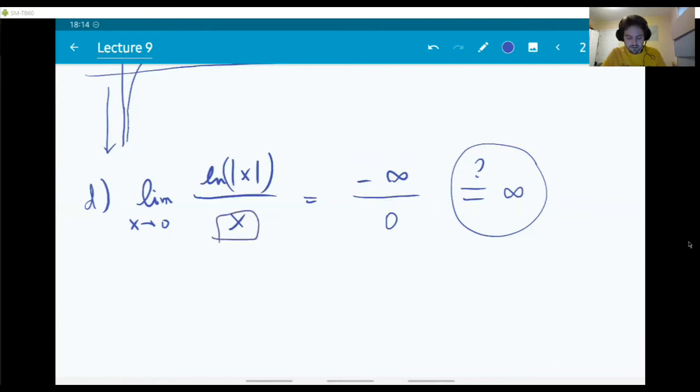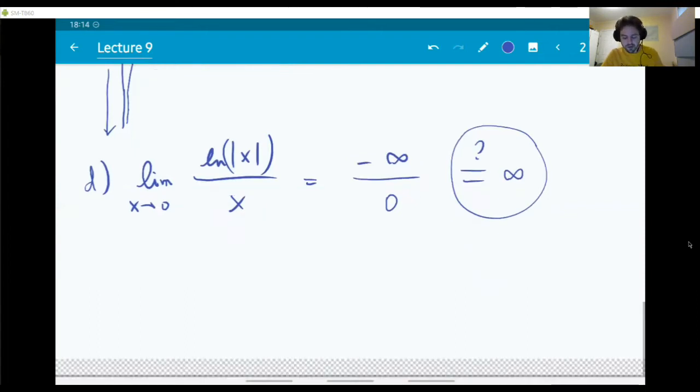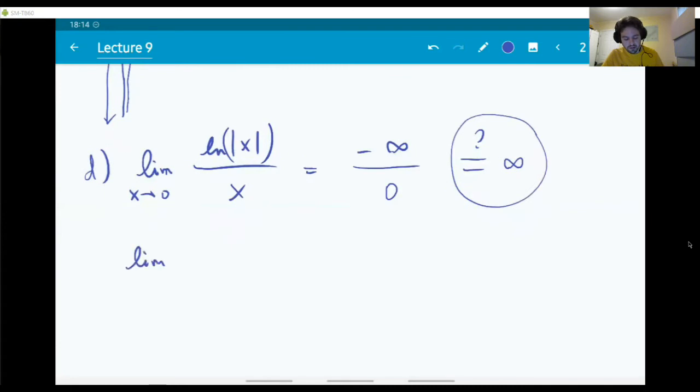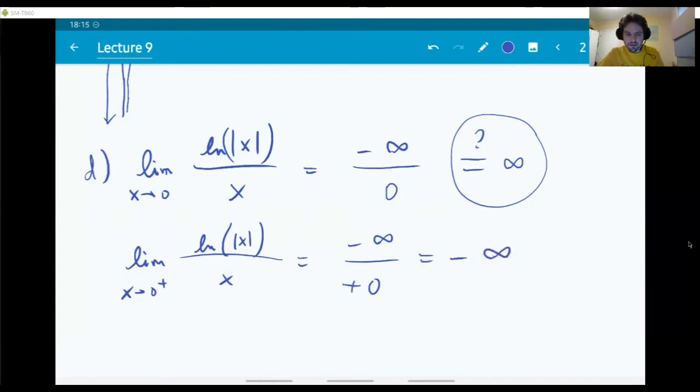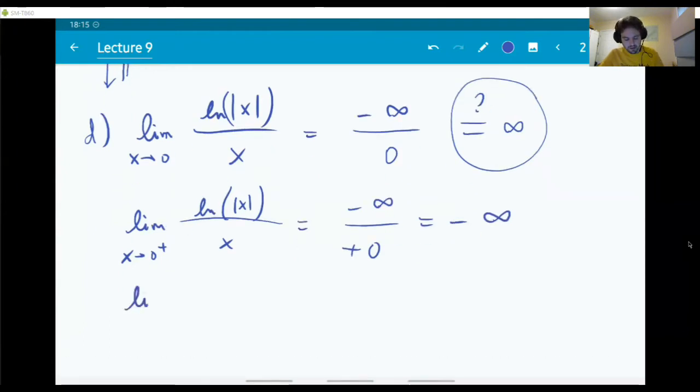Well, it actually depends on which side you came from, because you have an x right there. So this is a case where you actually need to analyze the two separate lateral limits. If you're going to a 0 from the positive numbers, then this 0 in the denominator is positive. And negative infinity divided by a small positive number is a big negative number. Negative over positive is negative. So this limit is minus infinity. The other one will be plus infinity.